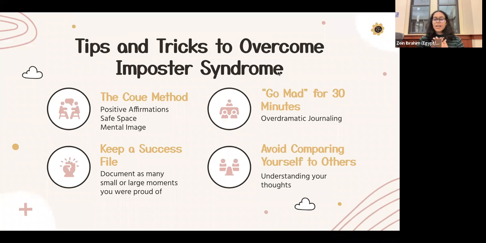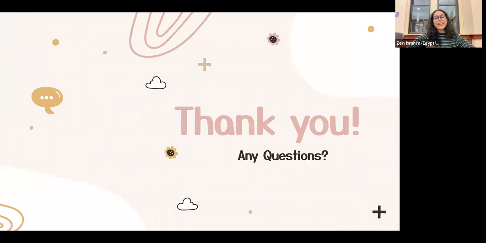So hopefully, anytime you find yourself comparing yourself to others, you can try to integrate another method, because all these can be used simultaneously. If you compare yourself to others, that's a negative intrusive thought. Then you can use the Coup Method to help you out, and then look back at your success file. And then every once in a while, go mad for 30 minutes. But yeah, these are the tips and tricks I have for you. Thank you. Any questions?